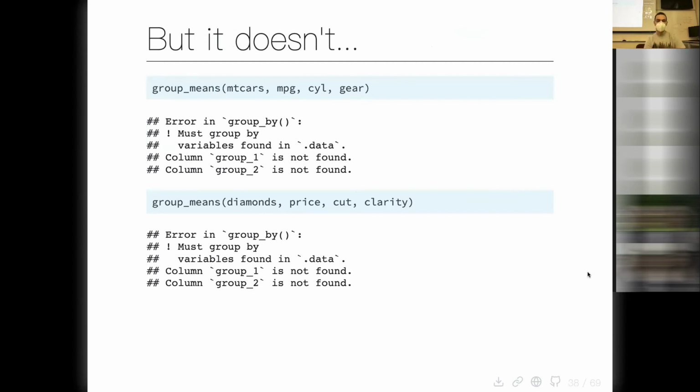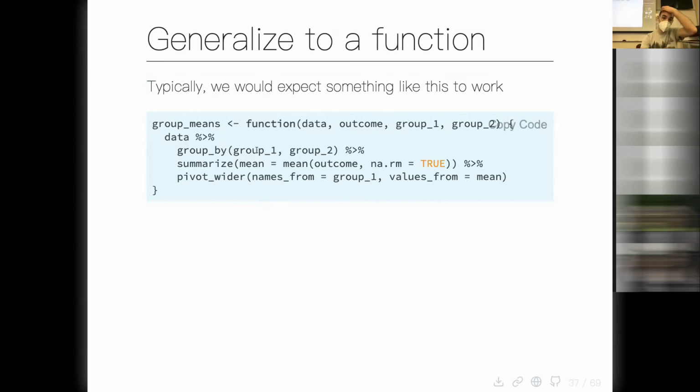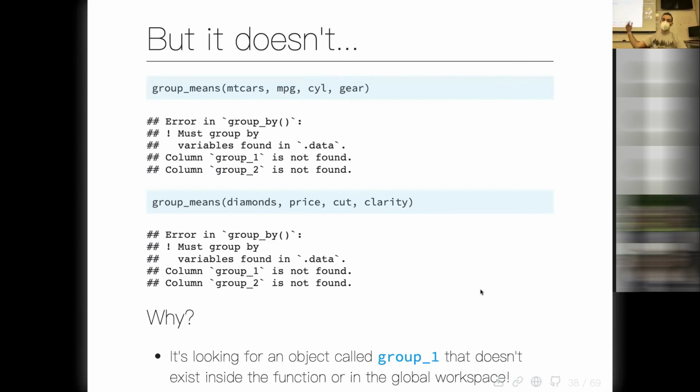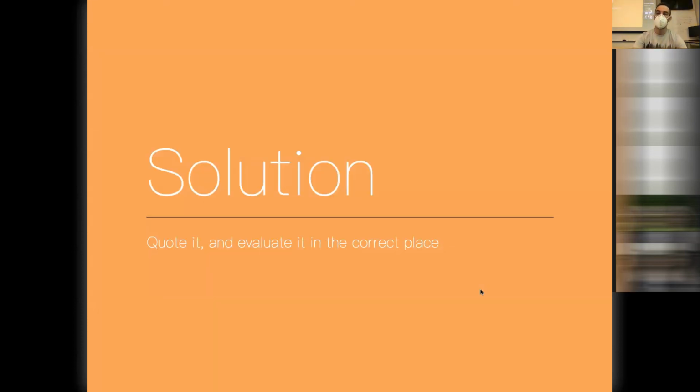Okay, and notice what it's saying. Column group 1 is not found. Column group 2 is not found. Okay? And that's because when we wrote it back here, we have group 1, group 2, right? And when we're using this function, we're passing the bare names just like we would with dplyr, but it doesn't work, okay? And that's because it doesn't know where to evaluate it. So it's looking for an object called group 1 that doesn't exist inside the function or in the global workspace. So the solution is to quote it and evaluate it in the correct space.